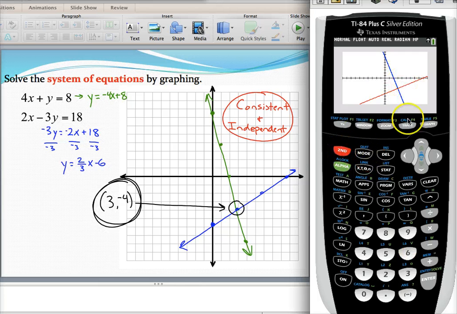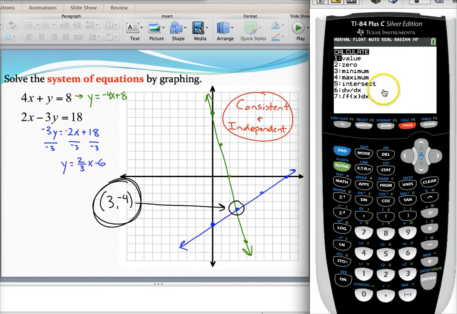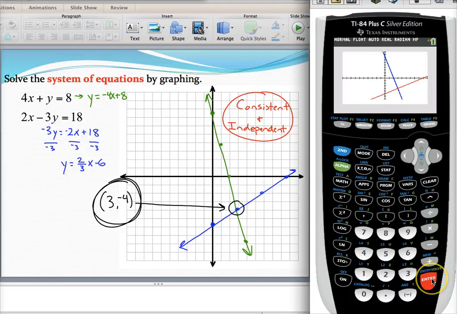Press second, and then press the trace key to get to the calculate menu. And in that list, the option should be option 5, the intersect option. So select option 5. The calculator is going to ask you 3 questions. They're going to say first curve, second curve, and guess. Really, for what we're doing, it doesn't matter. Just press enter 3 times.